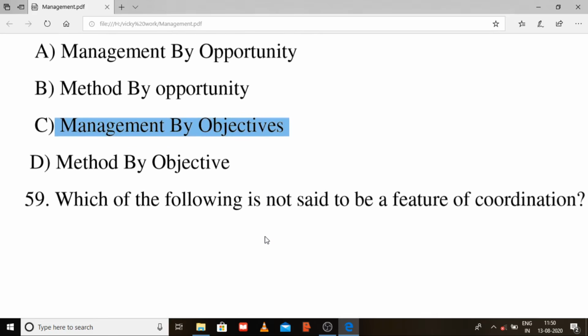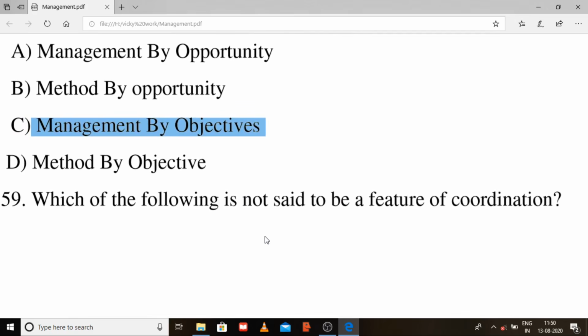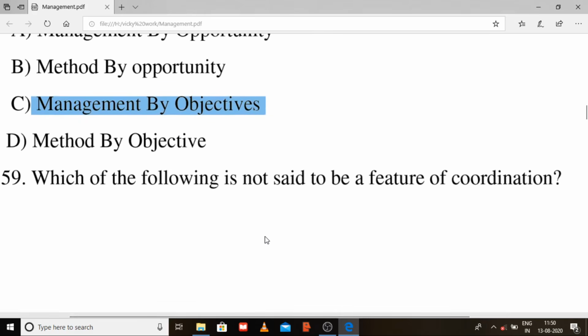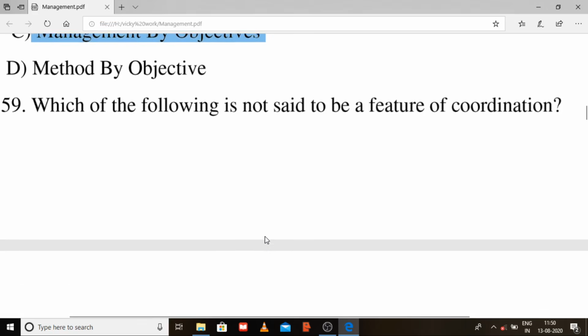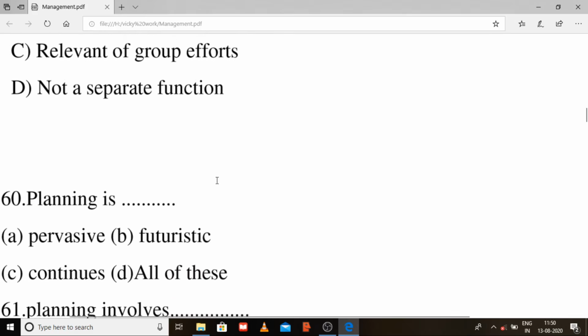Which of the following is not said to be a feature of coordination? Provides different functions. Option B is the right answer.